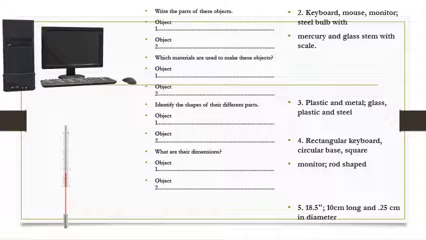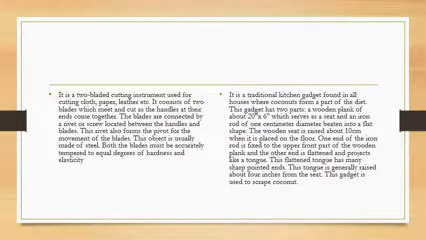Dimensions. They have written some dimensions: 5.18 inches, 10 centimeter long, and 0.25 centimeters in diameter. So 5.18 inches is for the computer. 10 centimeter long and 0.25 centimeters in diameter is about the thermometer. Here they have given the descriptions of two gadgets, two instruments. Let's take a look at the first one.